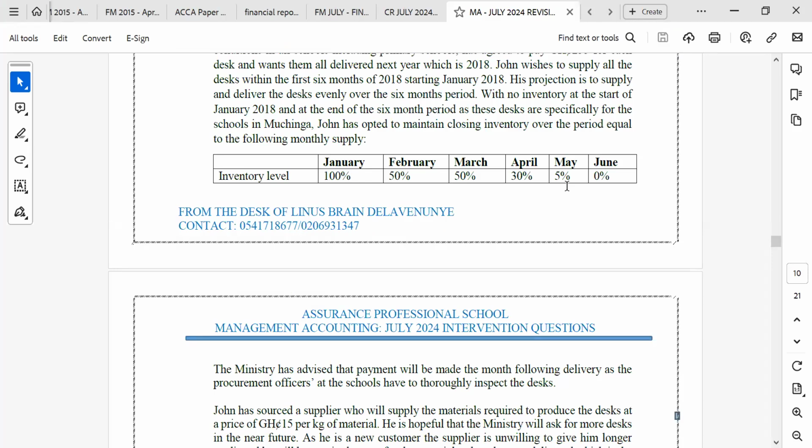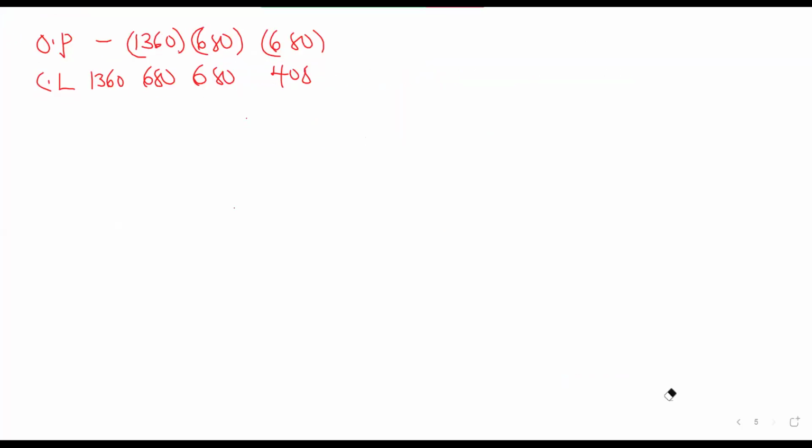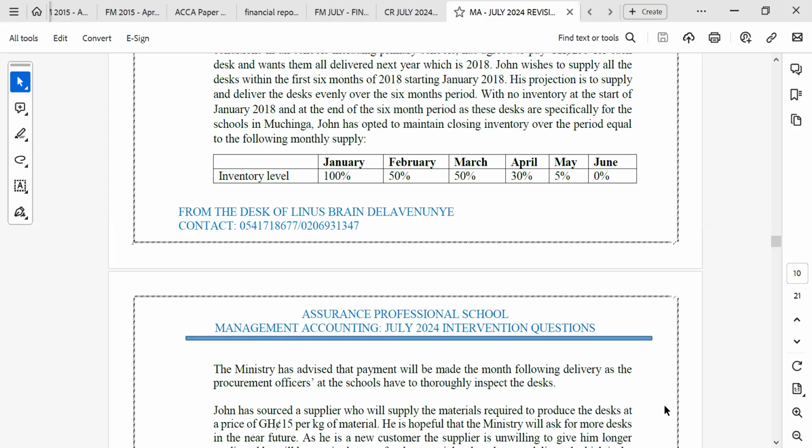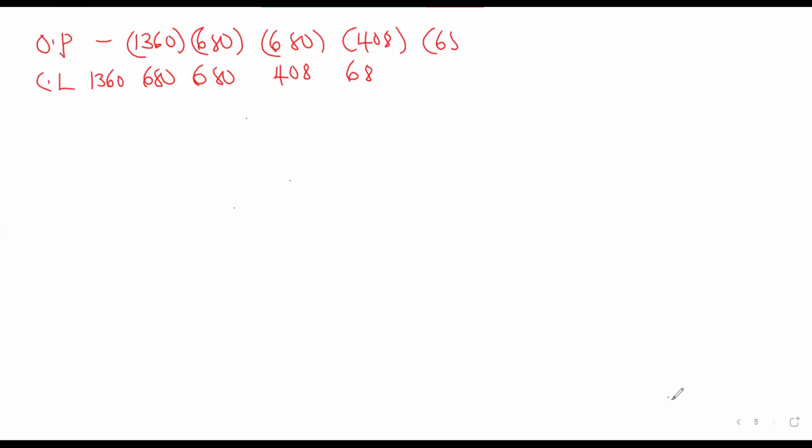408. Okay. So that will be 408. That 408 will be the opening stock for May. What will be the closing stock for May? 68. Okay. So that will be 68. This 68 will be the opening stock for June. Do you have any closing stock for June? No. Okay, so that will be dash.